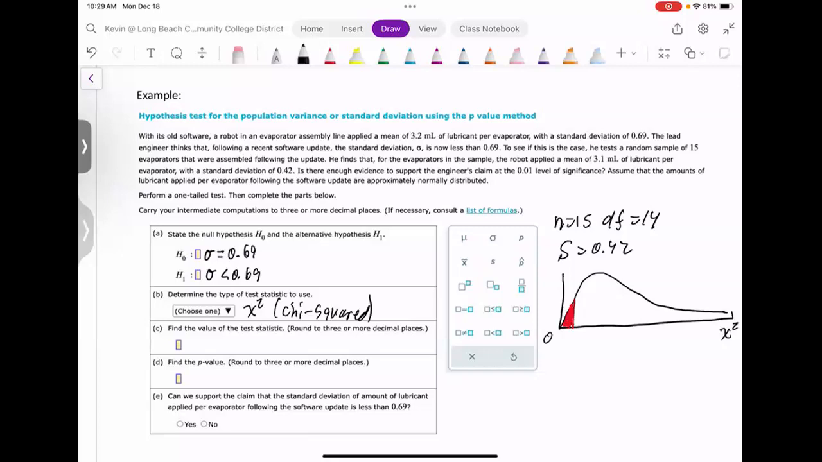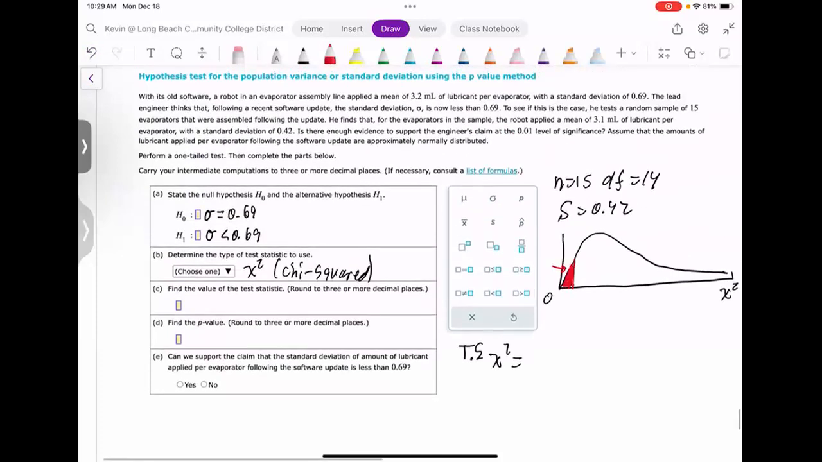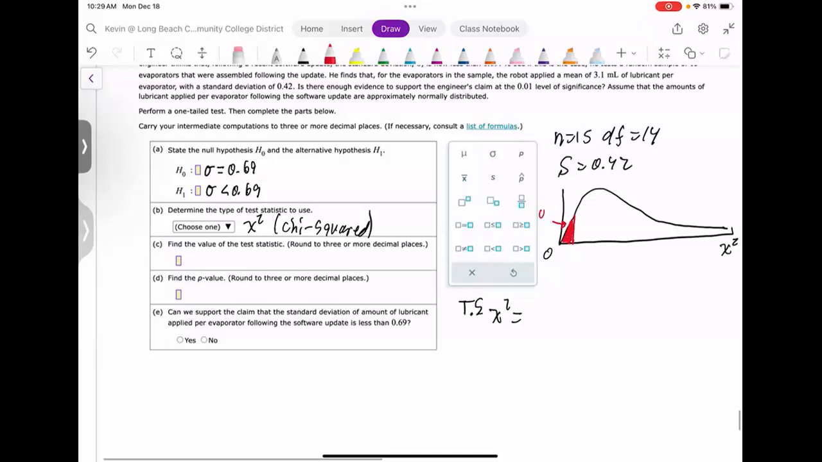So we need to find our test statistic, which is chi-squared, is n minus 1, which is 14. Oh, I didn't find the critical value yet. Let's do that. So this area here is our 1%, which means area to the right is 0.99. So degrees of freedom was 14, and 0.99.